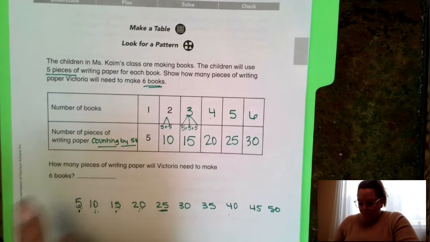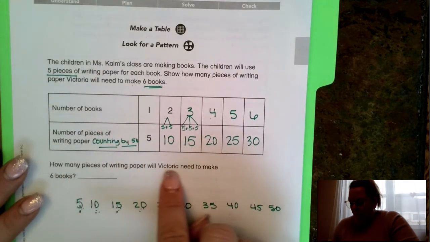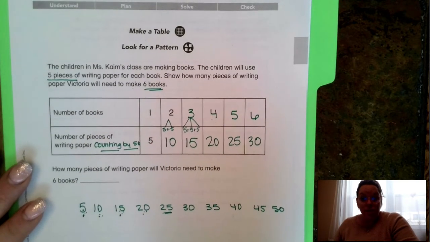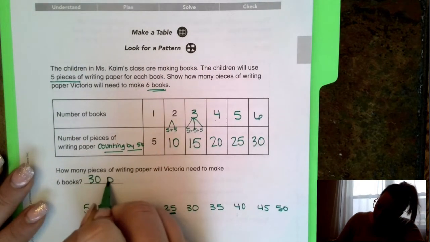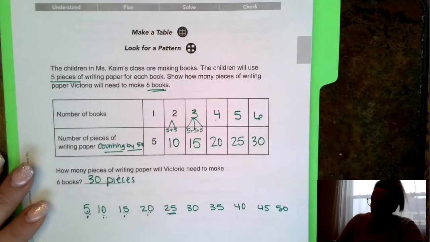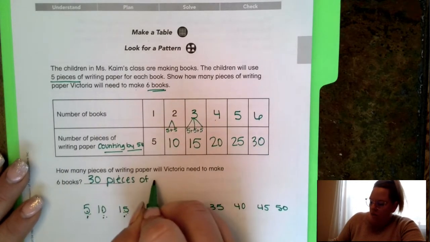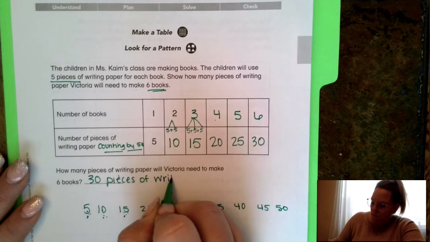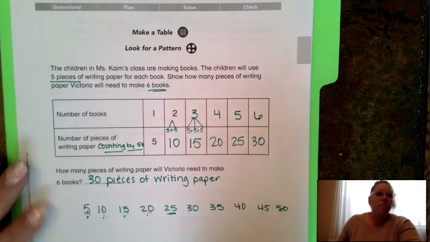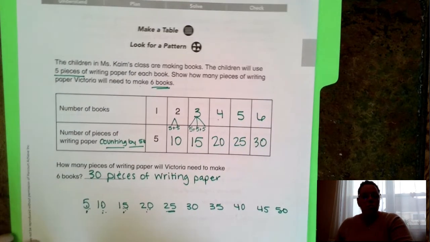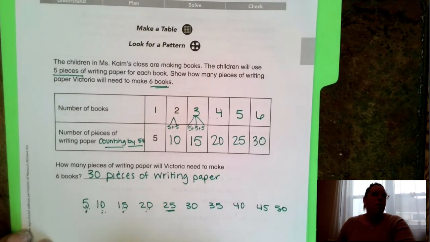So, how many pieces of writing paper will Victoria need to make 6 books? She's going to need 30 pieces of writing paper. Okay, 30 pieces of writing paper.